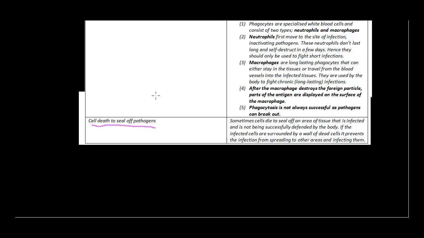Anyways, if you do want a bit more of an explanation, sometimes cells die to seal off an area of tissue that is infected and is not being successfully defended by the body. If the infected cells are surrounded by a wall of dead cells, it prevents the infection from spreading to other areas and infecting them. So that's pretty much all it is in this sense.